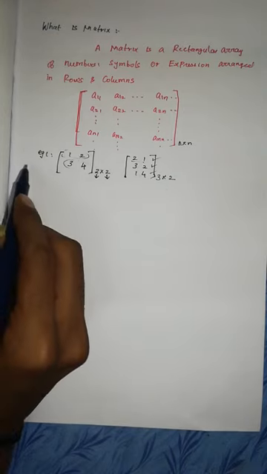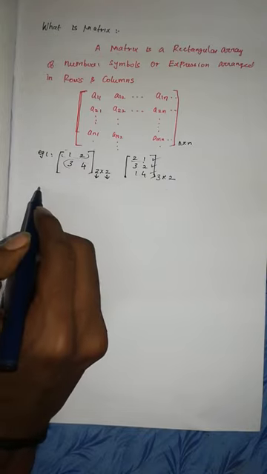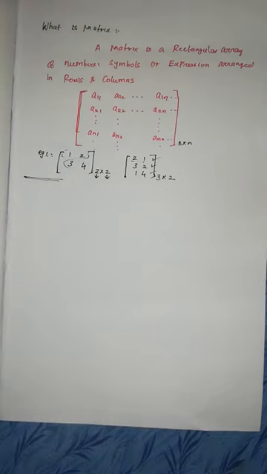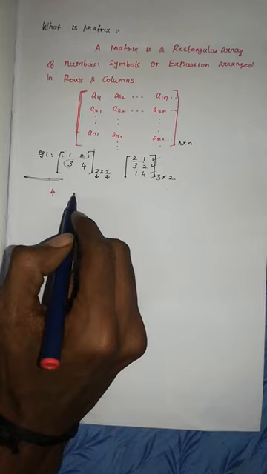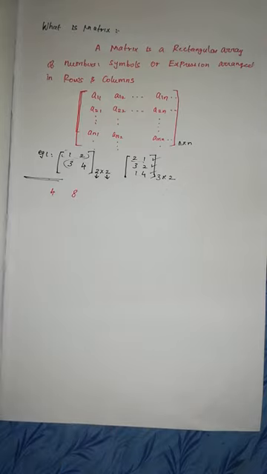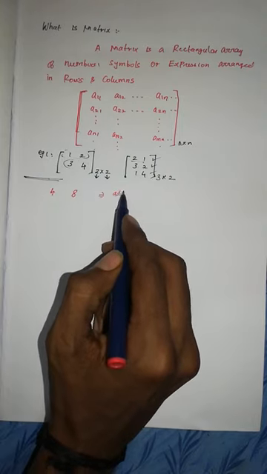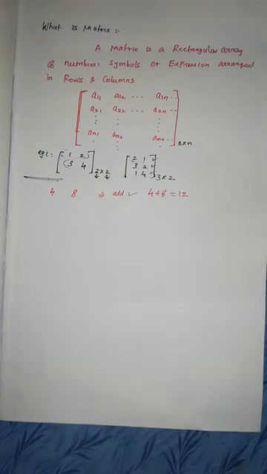Now let me get back to the fundamentals of mathematics. Suppose you have two numbers, let's say 4 and 8. What are the operations we can do with these numbers? If I have two numbers, I can add them. So 4 plus 8 is equal to 12.